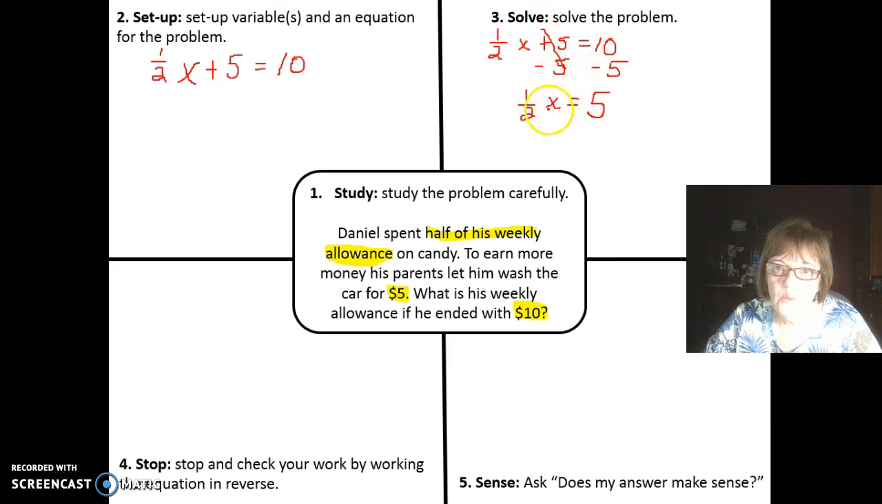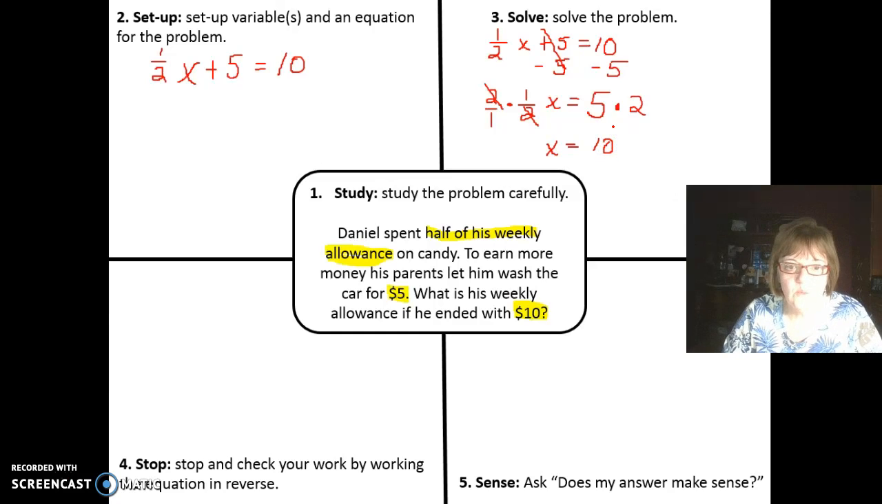Now, we want to know how much is X. How much was his allowance originally? So we have 1/2 over here. The opposite of multiplying by 1/2 would be multiplying by 2, right? 2 over 1 would cancel these two out. So now we have 1X on this side. So we have to do the same thing and multiply by 2. So he started out with $10. All right, well, let's see.